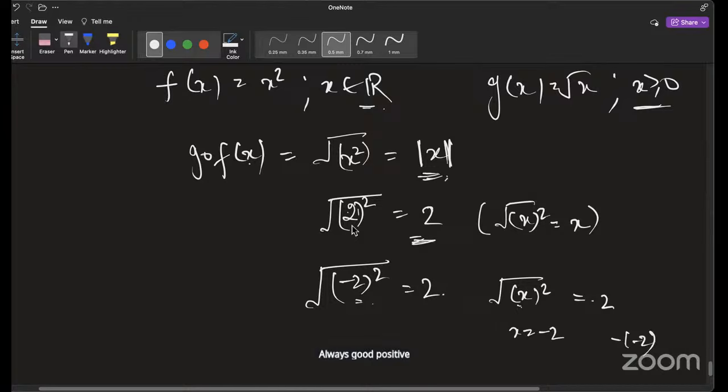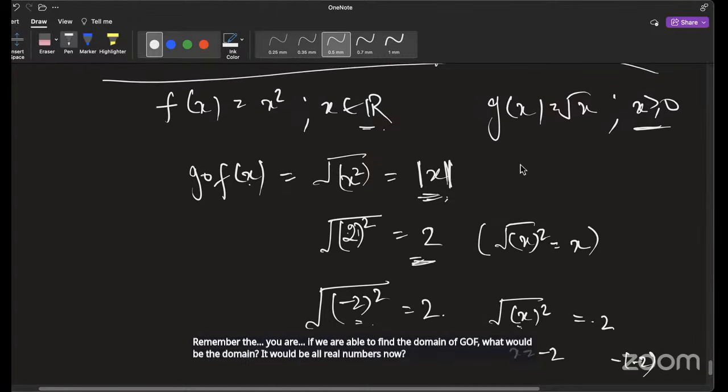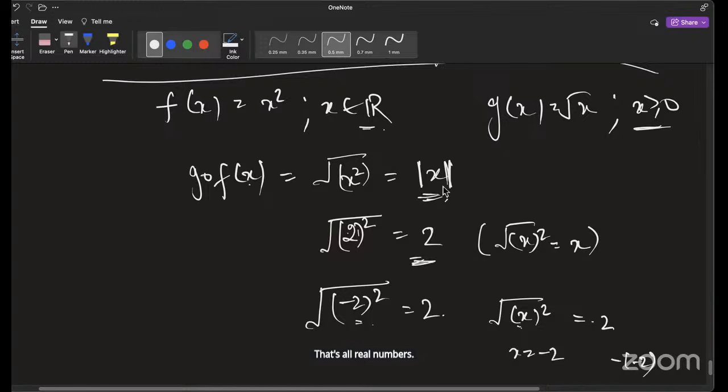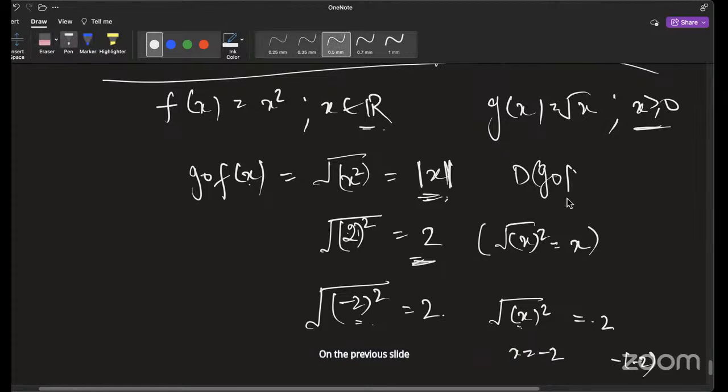Ma'am, but if we are able to find the domain of GOF, what would be the domain? It would be all real numbers, na? Yes, that's all real numbers. Ma'am, but yeah, on the previous slide. The previous question was different.